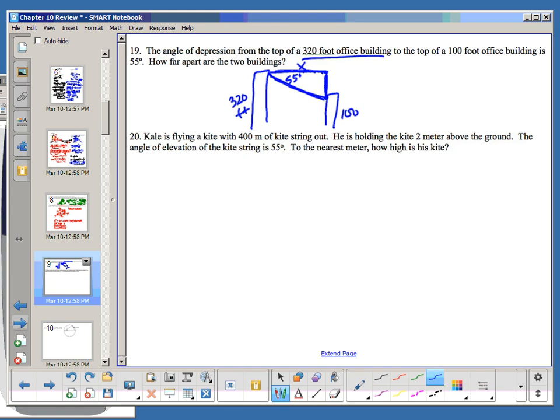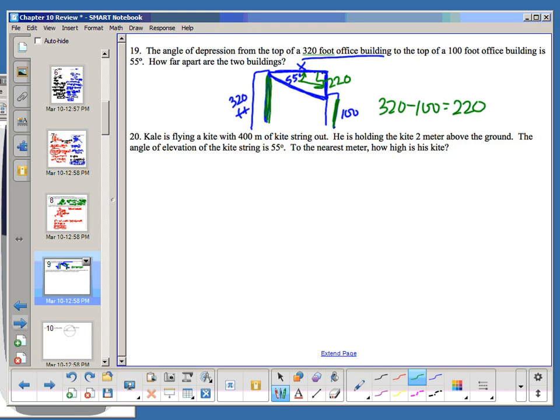Well, we can find this distance by taking the 320. Let's use a different color. Taking the 320 and subtracting this 100. That leaves me with a height of 220. So this distance right here is 220. Well, this is a right triangle, and I know the opposite and the adjacent is what I'm trying to find. So I'm going to use tan.